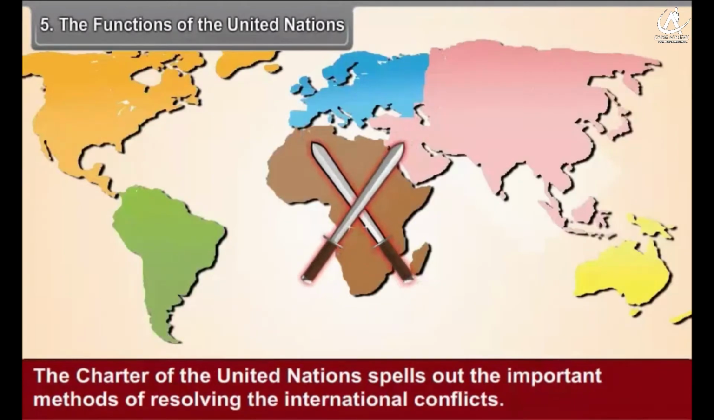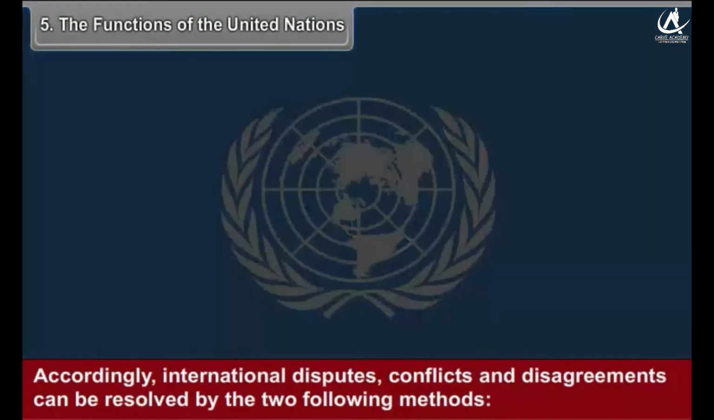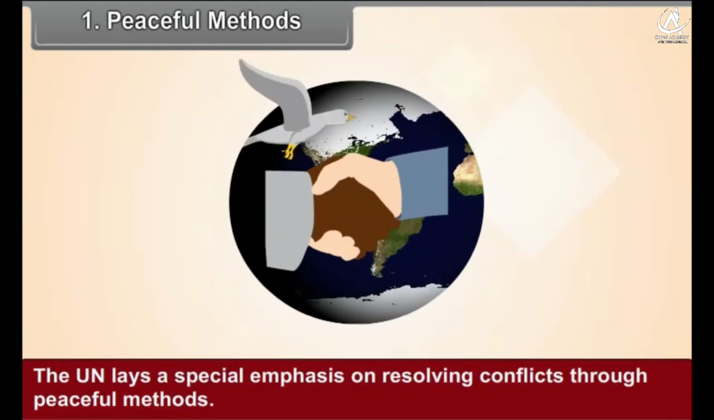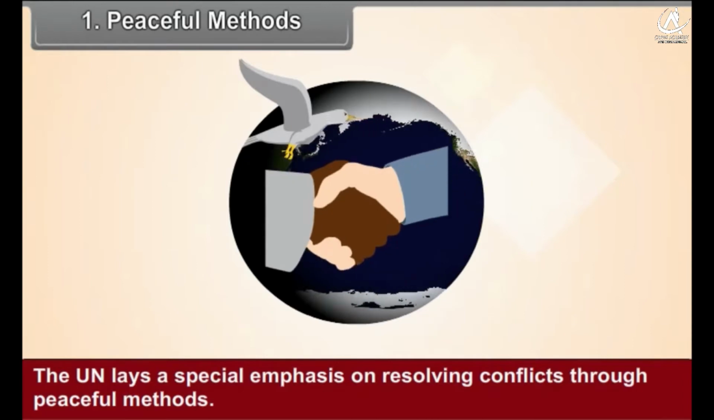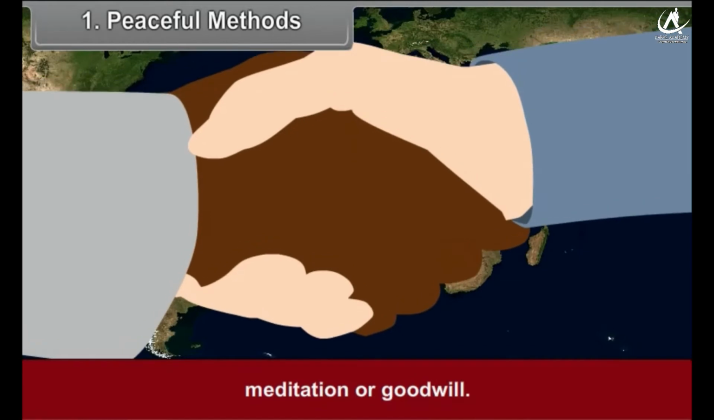The Charter of the United Nations spells out the important methods of resolving international conflicts. Accordingly, international disputes, conflicts and disagreements can be resolved by the two following methods. 1. Peaceful methods. The UN lays a special emphasis on resolving conflicts through peaceful methods. The UN expects that nations that have disputes or disagreements would solve them through negotiations, mediation, or goodwill.